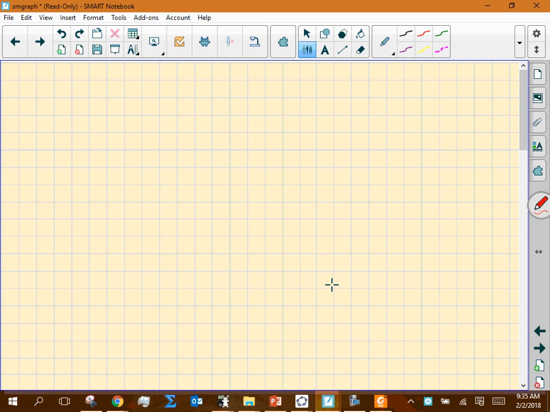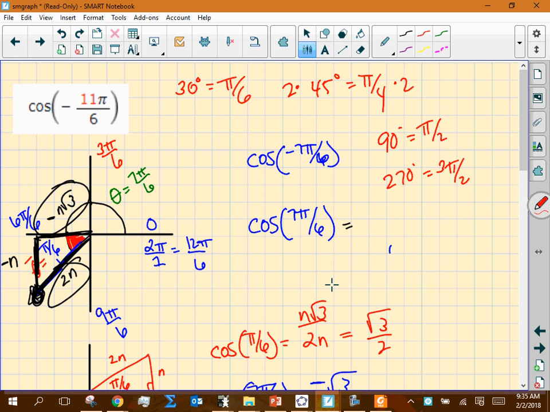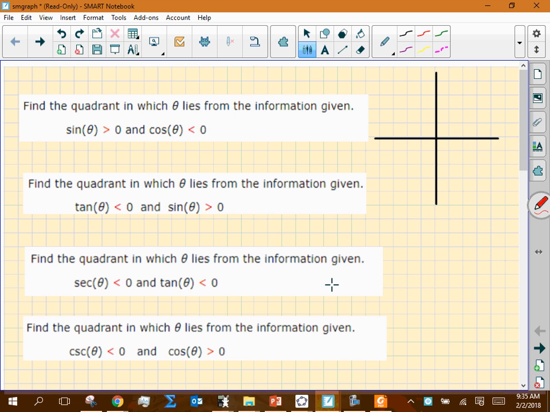But let's talk about these here. These were the end of yesterday's assignment. They're just asking you essentially a way of determining where your angle ends. Okay? If sine of theta is greater than 0, that's a way for them to say mathematically that they're asking for sine of theta to be positive. So they're asking, in what quadrant does sine of theta end up being positive?